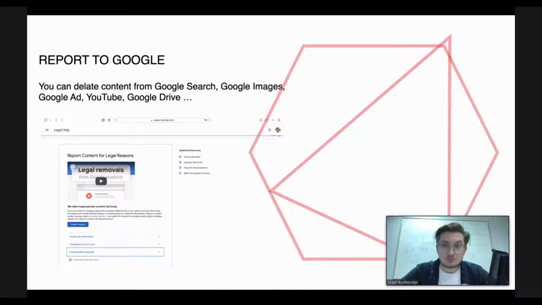For example, from Google Search, and the website where your content is used will not appear in Google Search. You can delete it from Google Images, Google Ads, from YouTube, and what is really important, from Google Drive. I saw how thieves use Google Drive to redistribute what they stole. So it really works. Because, for example, for Google Ads and Google Search, it is important for different sites, and after they are reported by you through Google, in most cases, they will delete the content.